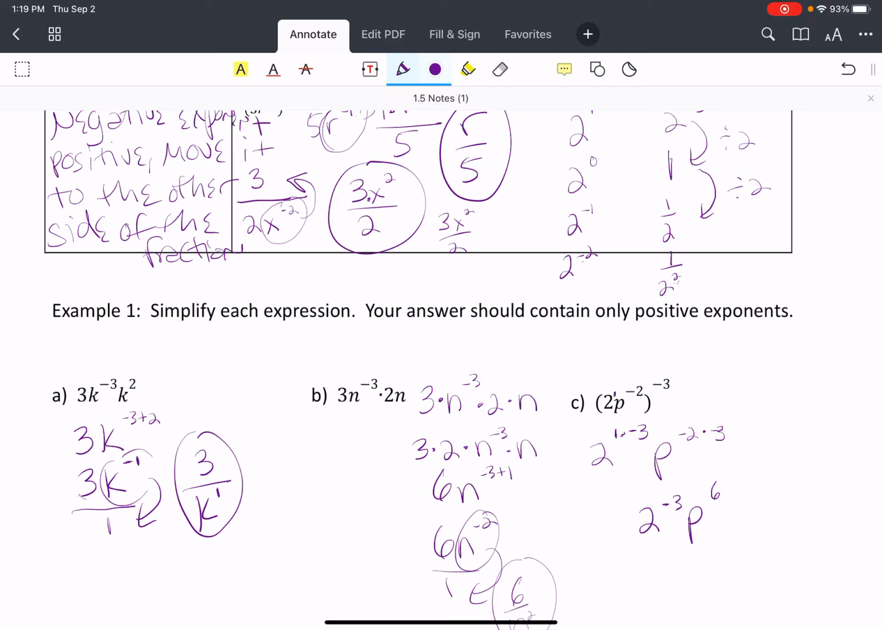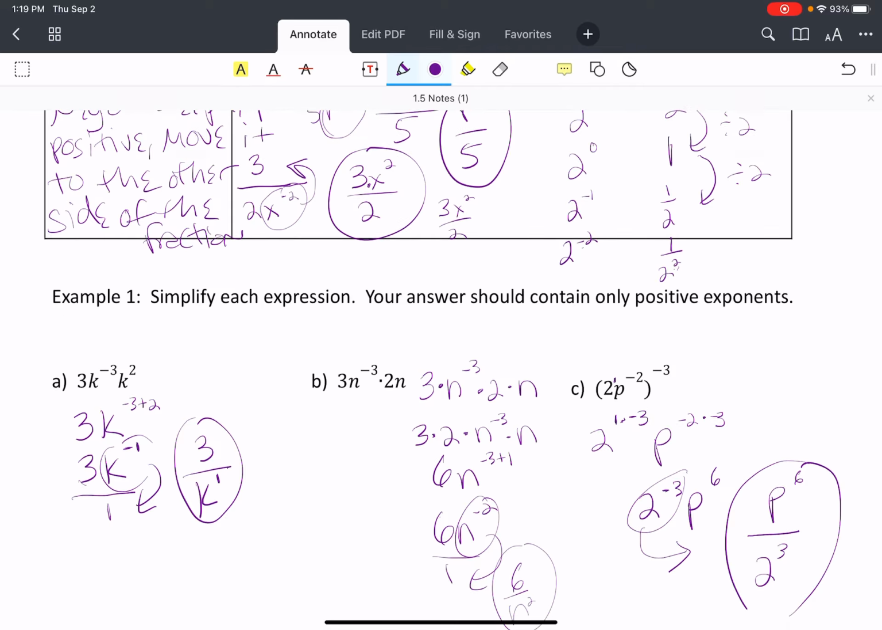On this one, after I multiplied the exponents, it became positive. That's why I like to deal with the negative exponents at the end, because if you have to do it at the beginning, you never know what's going to eventually have to go back. So I just like to do each piece one time, okay? Now this time, it's the number that's going to move down, not the letter, because the number is the one with the negative exponent. So p to the 6th over 2 cubed. Good? Okay.